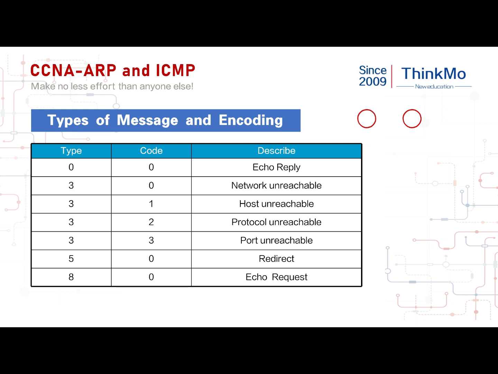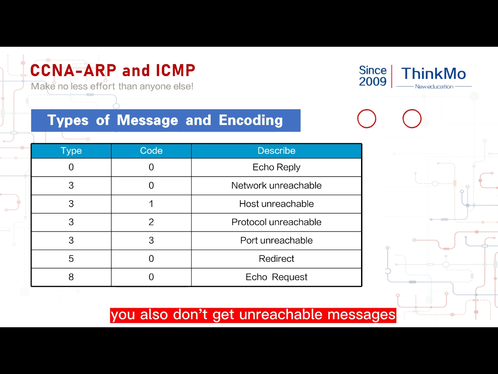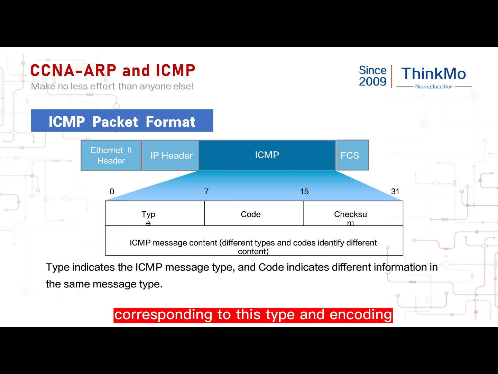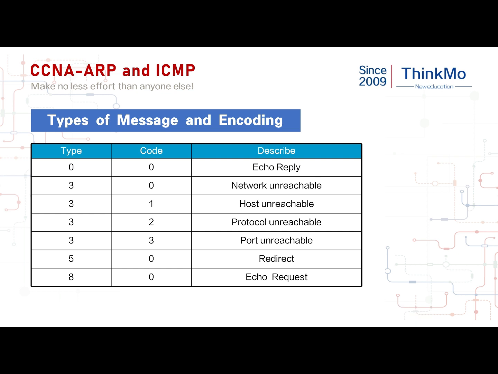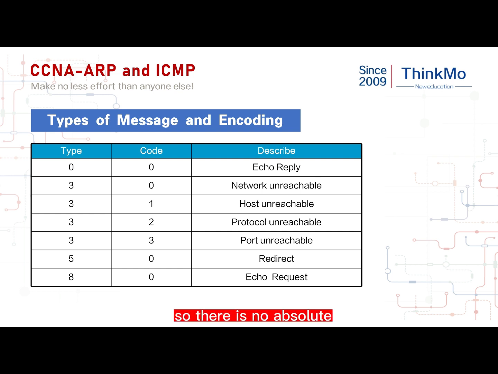In your future work, you can test devices from many manufacturers. Even if ICMP is unreachable for various reasons, you don't get unreachable messages; it will not receive ICMP packets. There is a code value inside. Look at this type and code: in theory, you will receive an ICMP message, but in many cases you can't. That is to say, whether the request timed out or was unreachable, it's not that the other party will definitely give you a reply packet just because you have a network failure. It depends on whether the other party has enabled the service of replying to you. So there is no absolute. In many scenarios, for safety, it may not reply. If this feature is enabled, it can reply.